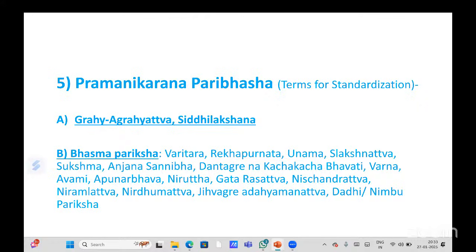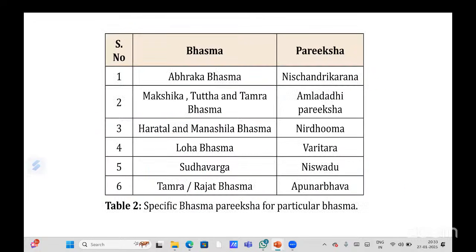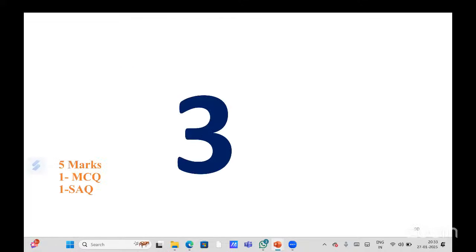So next is the concept of Mana Paribhasha. It is a desire to know concept. There may be a chance of asking a short essay for 5 marks. So this completes the syllabus point number 2. Coming to the syllabus point number 3, it carries 5 marks. In this, they may ask one MCQ and one SAQ.